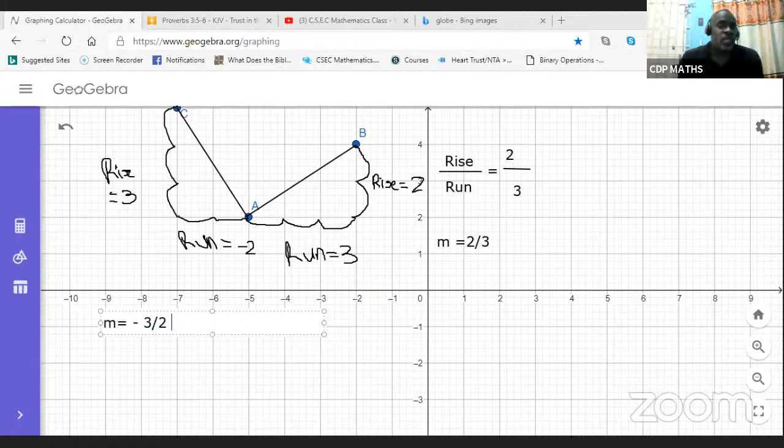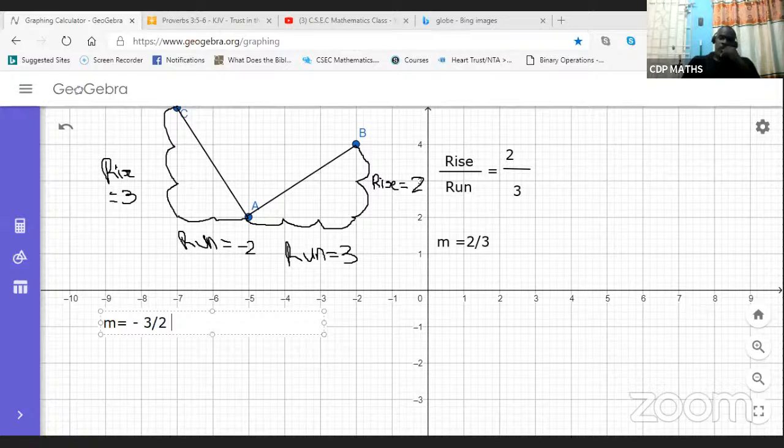And then, notice I never said 3 over 2. I said 3 halves. Not 3 over 2, but 3 halves. Good. So the first gradient we did was 2/3, and the second gradient here now is 3 halves. All right.